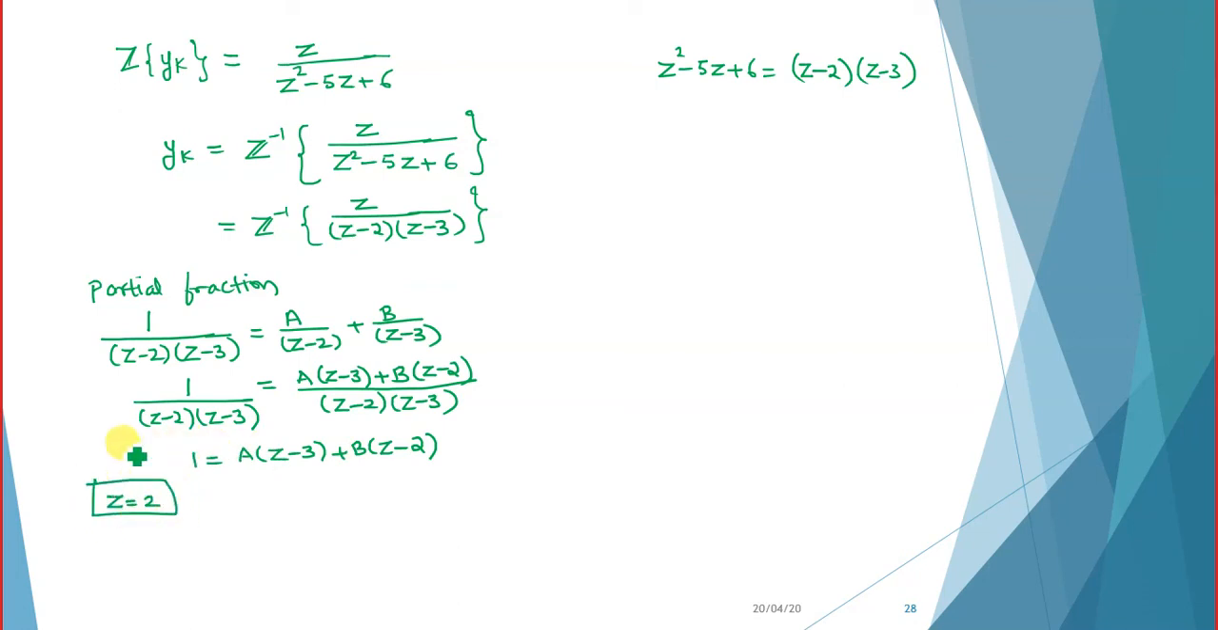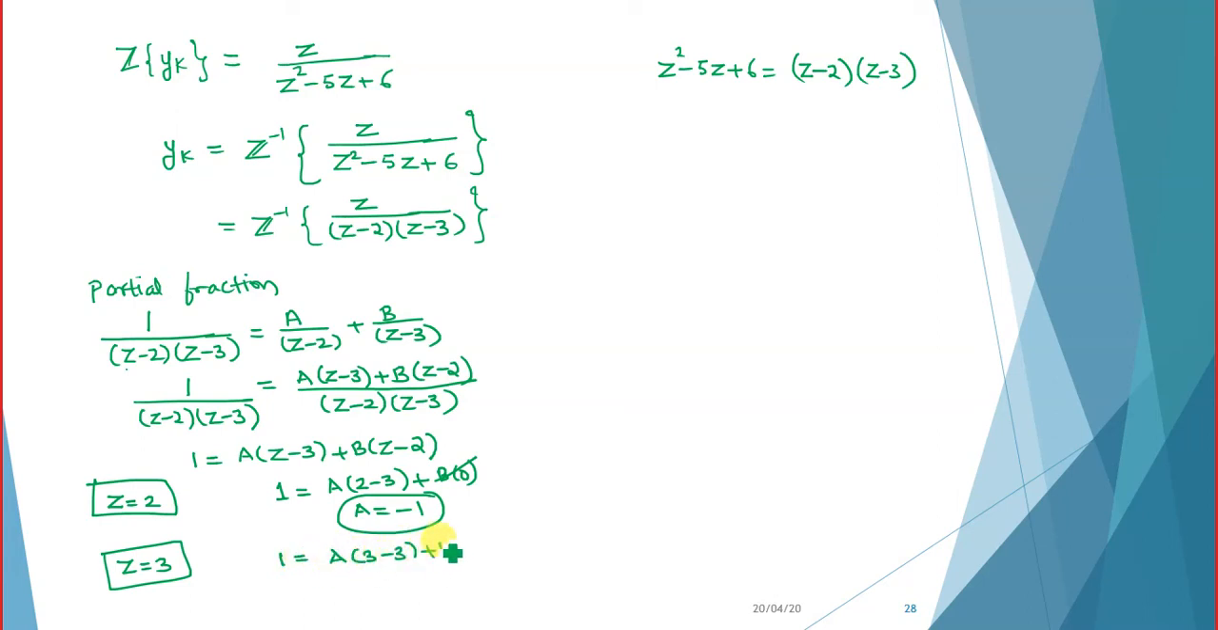z is equal to 2 from here. So 1 equal A times (2 minus 3) and B becomes 0. So this gives you A as minus 1. And from here z is equal to 3. So this gives you 1 equal A times (3 minus 3) plus B times (3 minus 2). A term becomes 0. So this gives you B as 1.